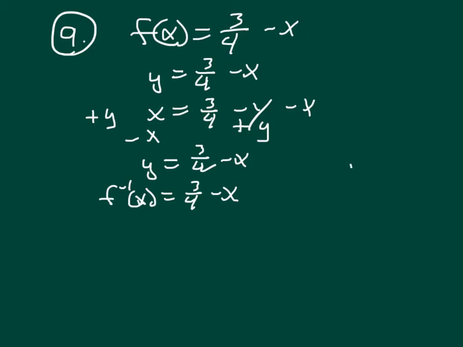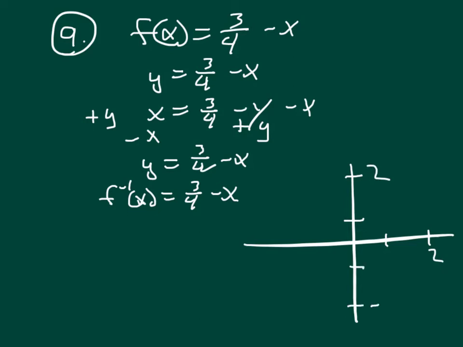Now let's quickly sketch this graph out. We don't need to go very large because this graph doesn't go out very large. I'm going to start at a y-intercept of 3/4, right there. I see the slope is negative 1, so I'm going to go down 1 over 1, and so on. So that graph is going to look just like that.